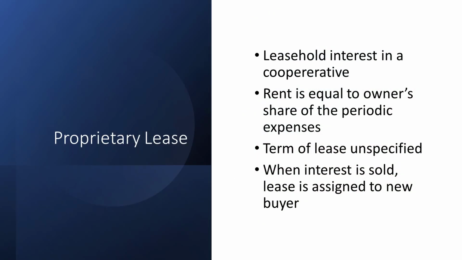Proprietary lease. A proprietary lease conveys a leasehold interest to an owner of a cooperative. The proprietary lease does not stipulate rent, as the rent is equal to the owner's share of the periodic expenses of the entire cooperative. The term of the lease is likewise unspecific, as it coincides with the ownership period of a cooperative tenant. When an interest is sold, the proprietary lease for the seller's unit is assigned to the new buyer.